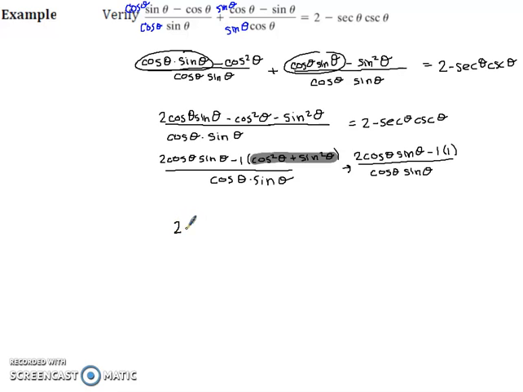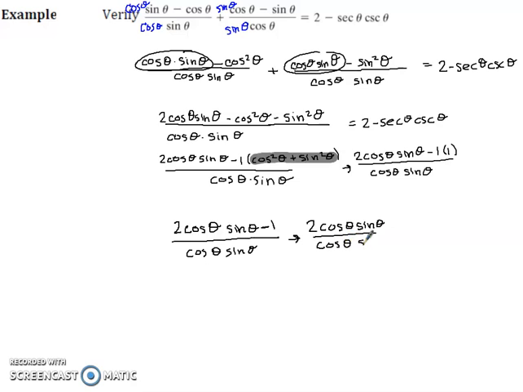So on the left, I'll continue simplifying 2 cosine theta sine theta minus 1 over cosine theta sine theta. Now I do see that the cosine theta and the sine theta can reduce, but unfortunately, I can't reduce them right now because I have a -1 in my fraction. So I'm going to go ahead and split these up into two separate fractions. So then I have a -1 over cosine theta sine theta.